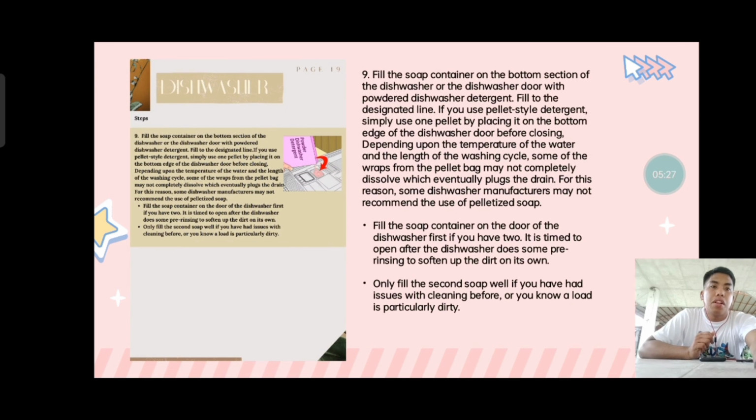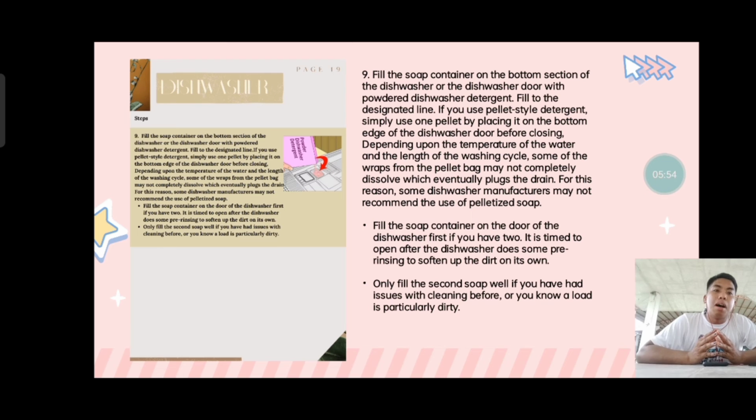So next is fill the soap container on the bottom section of the dishwasher or the dishwasher door with powder dishwasher detergent. Fill to the designated line. If you use a pellet style detergent, simply use one pellet by placing it at the bottom edge of the dishwasher door before closing, depending upon the temperature of the water and the length of the washing cycle.